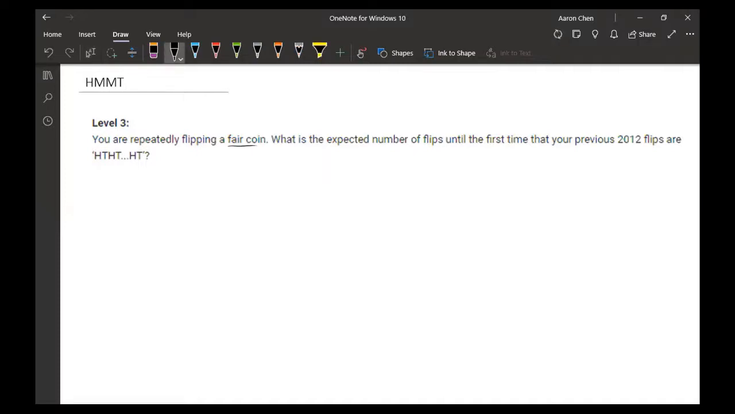So you're flipping a fair coin, and you want to find the expected number of flips until the previous 2012 flips are HT in alternating order, sorry. And so you can let S be the string of the coin flips that you want, which is to say HT, and so on.